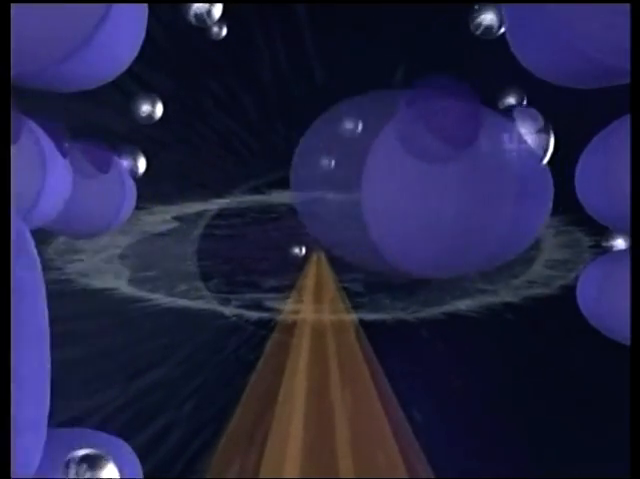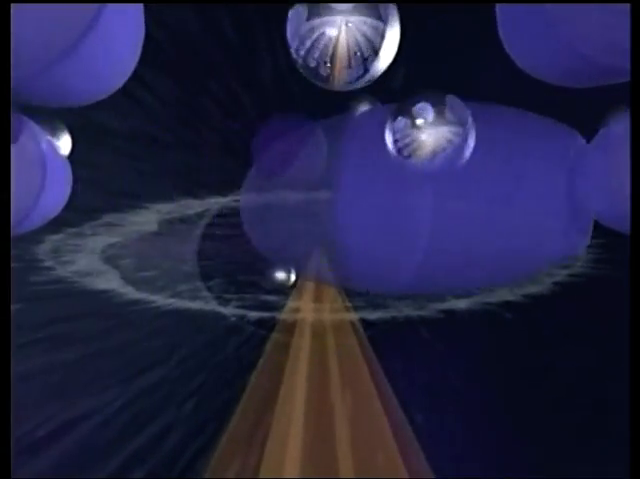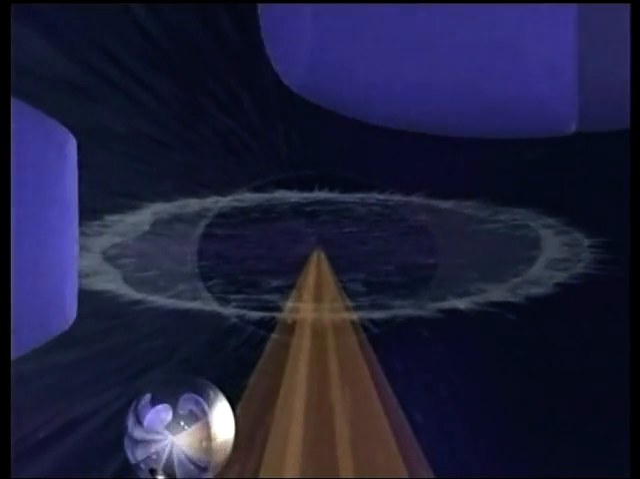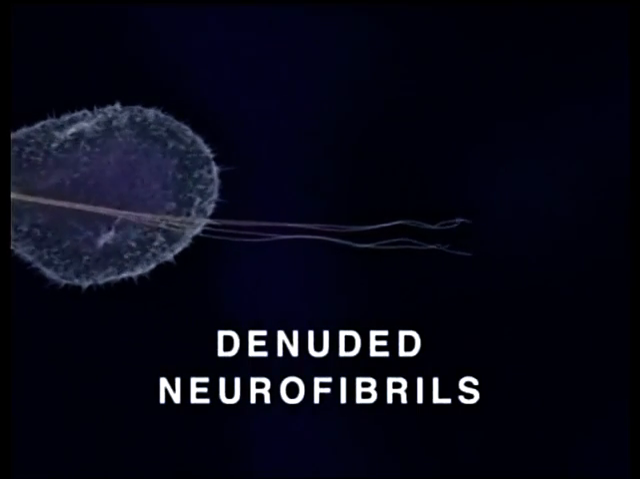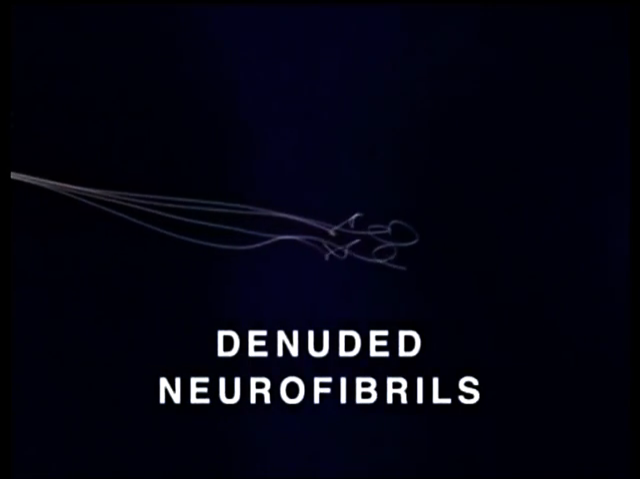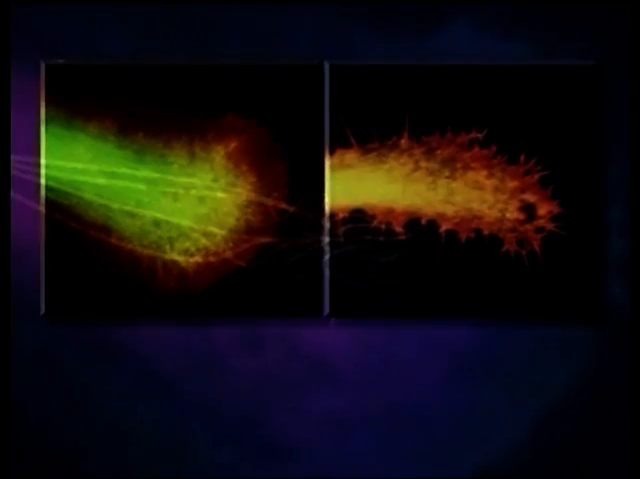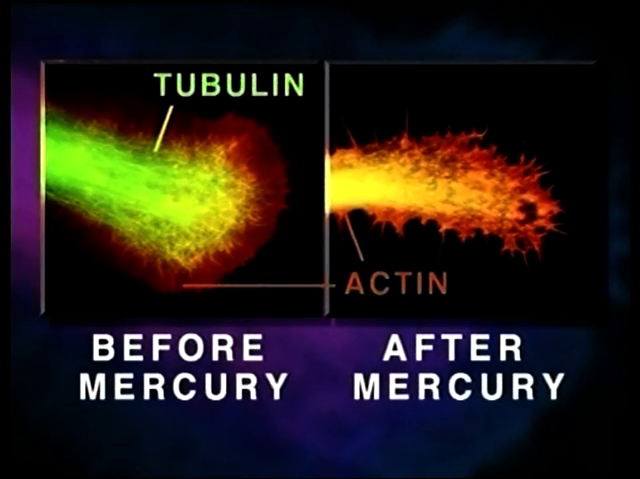Consequently, the neurite's microtubules begin to disassemble into free tubulin molecules, leaving the neurite stripped of its supporting structure. Ultimately, both the developing neurite and its growth cone collapse, and some denuded neurofibrils form aggregates or tangles, as depicted here. Shown here is a neurite growth cone stained specifically for tubulin and actin, before and after mercury exposure. Note that the mercury has caused disintegration of tubulin microtubule structure.